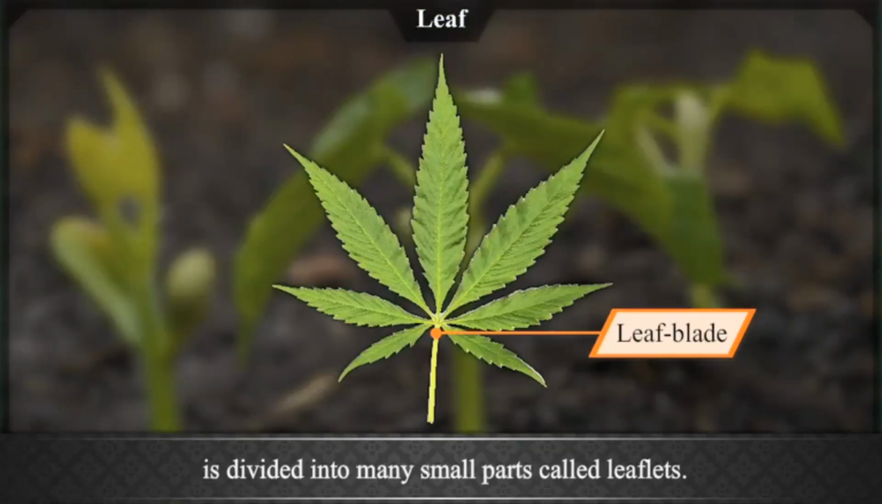Leaves of some plants have a single undivided leaf blade and a single midrib. Such leaves are called simple leaves. However, the leaf blade of leaves in some plants is divided.